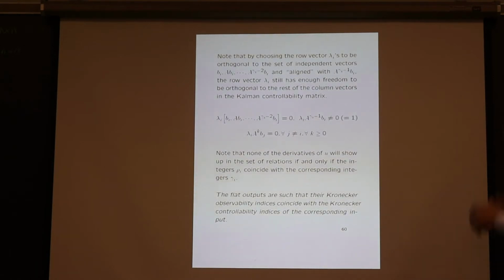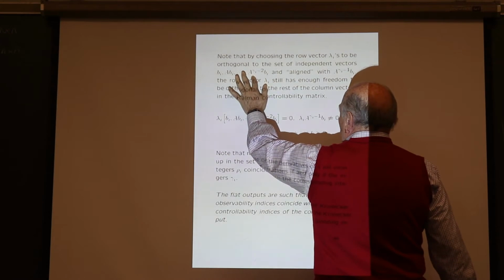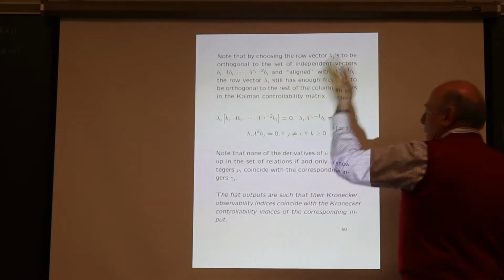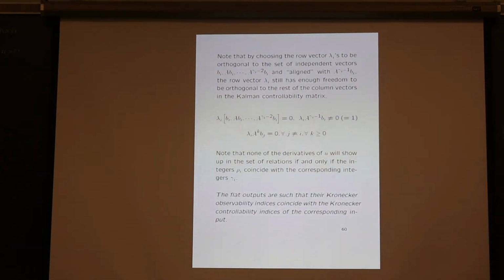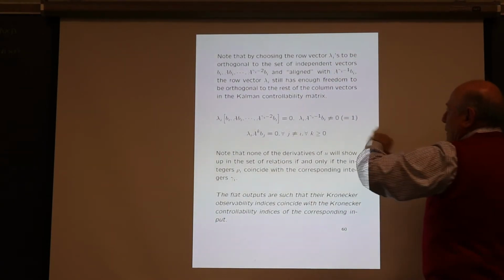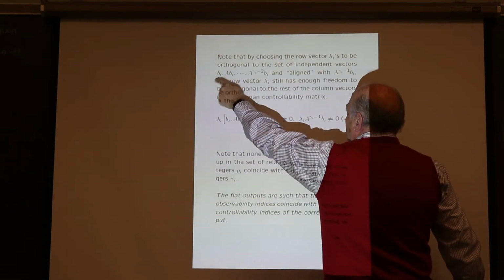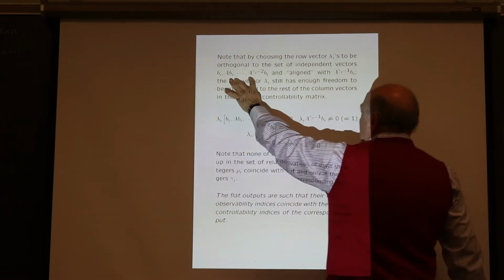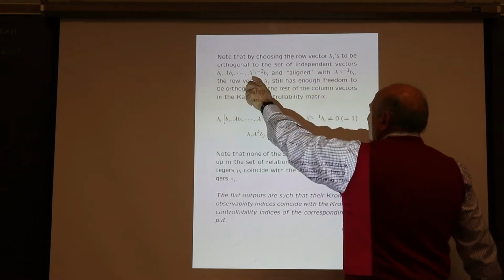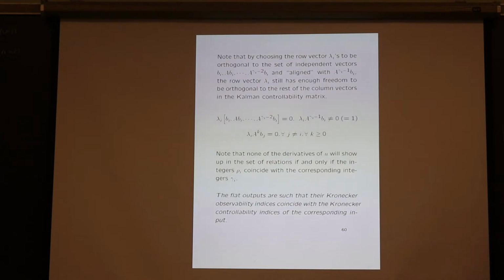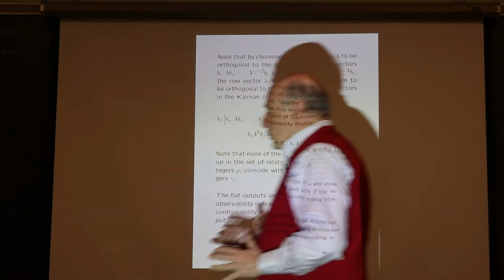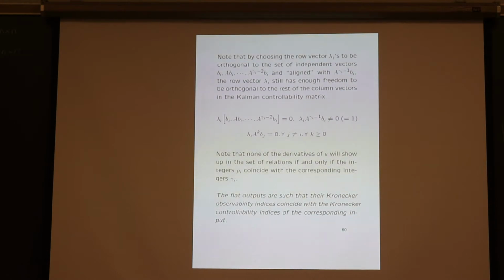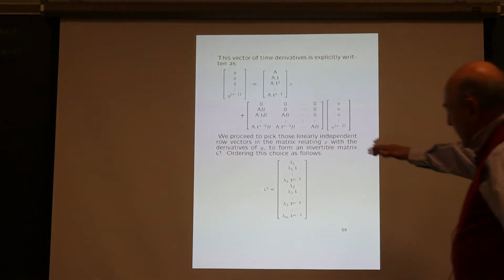We decompose this in blocks of the form Bi, ABi, all the way to A^(γi-2) Bi. And the next one would be A^(γi-1) Bi. So we could choose these observability row vectors to be orthogonal to the first γi-1 controllability column vectors, and align the last one with the next power of A, A^(γi-1) Bi. So what we do is we will be able to choose the rows in the observability matrix in such a way that block by block, because we have been able to define blocks for the observability and blocks for the controllability, all these blocks have the following property.